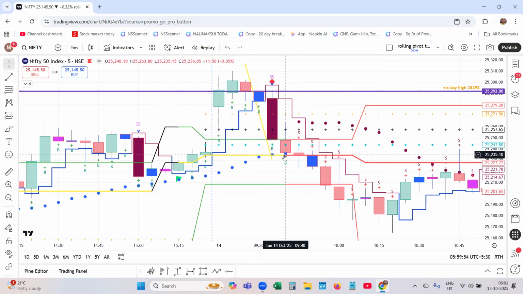So this indicator will caution you. This blue turning into red, magenta color, and the price falling below the central pivot. This is the pivot. Black color is the pivot. Then closing below that indicates a weakness over here. You're not going to take it.